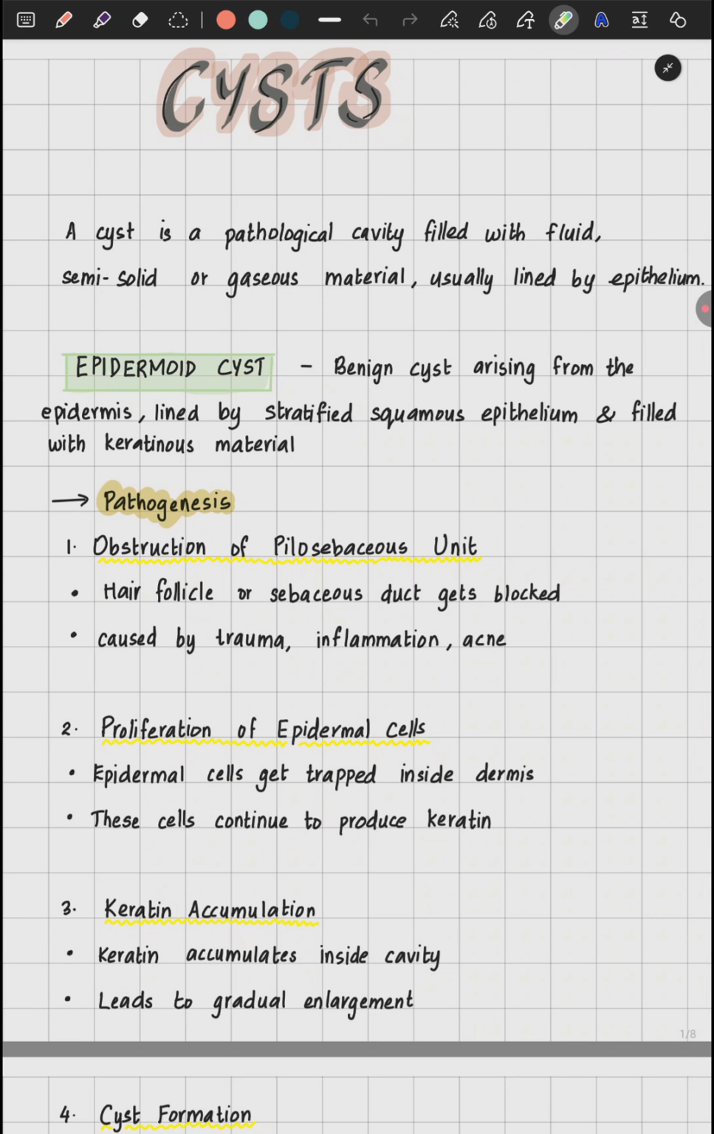An epidermoid cyst is a benign cyst that arises from the epidermis. It is lined by stratified squamous epithelium and contains keratin inside. This keratin is continuously produced by the lining cells, so the cyst gradually increases in size over time.